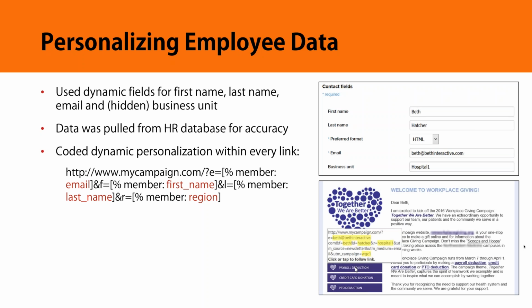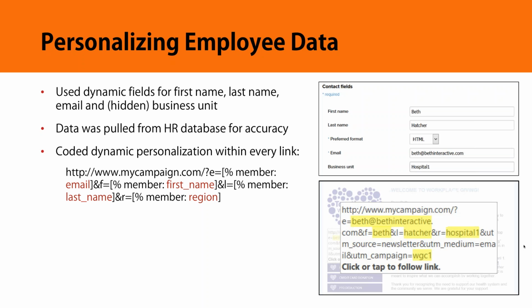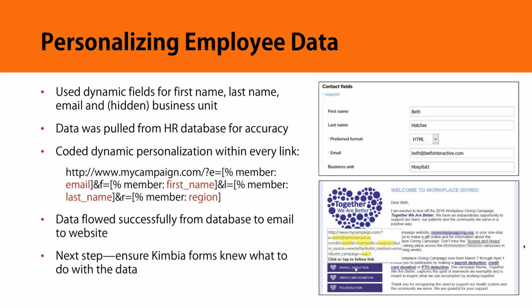Here's an example of an email that came to my inbox. It was personalized to my first name, but as I hovered over one of the links, here's the link URL that appeared. It's got my email, first name, last name, region or business unit, hospital 1 in place, and it also has that last component that I've highlighted, which is our Google Analytics code. Pulling that technology in as well allowed us to assess where this traffic was coming from. So ultimately, we were able to get the data to flow successfully from our email database to the employee's inbox and then get pushed to the form on the website.